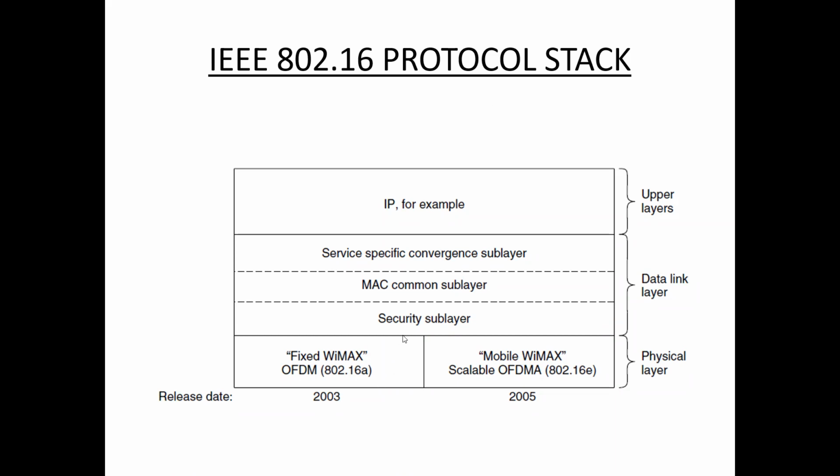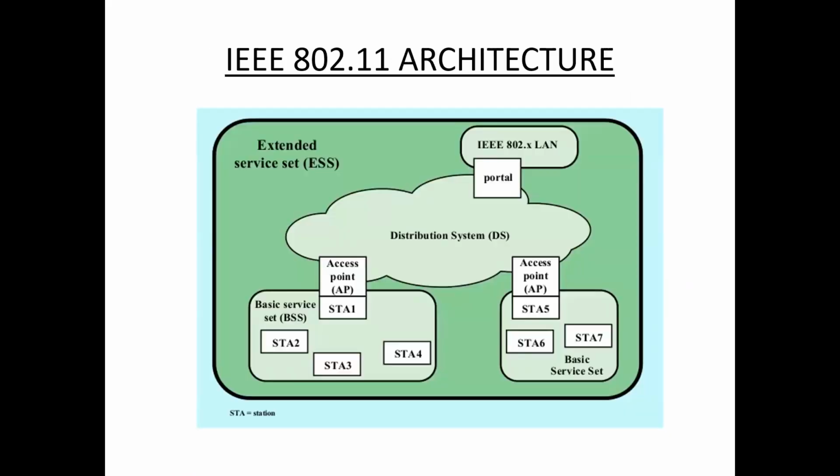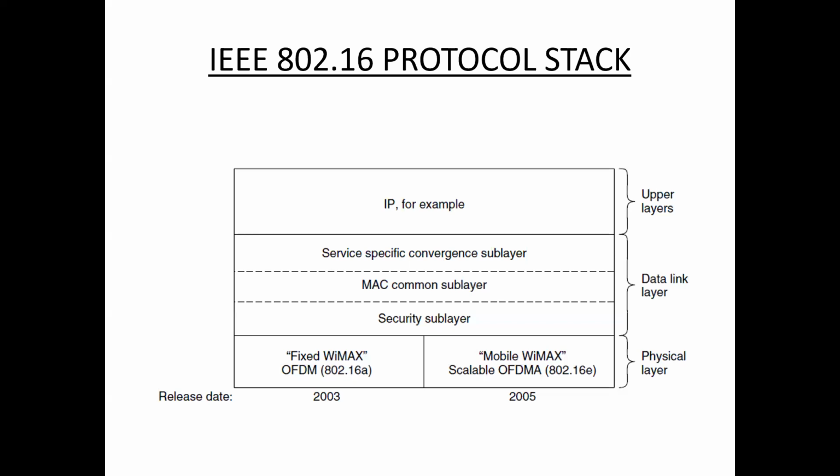And the last one, the upper layers, such as the network layer. The protocol in the network layer is IP, internet protocol. So this is about the IEEE 802.16 protocol stack. In this class we discussed the 802.16 protocol stack, the 802.16 architecture, and the 802.11 architecture.